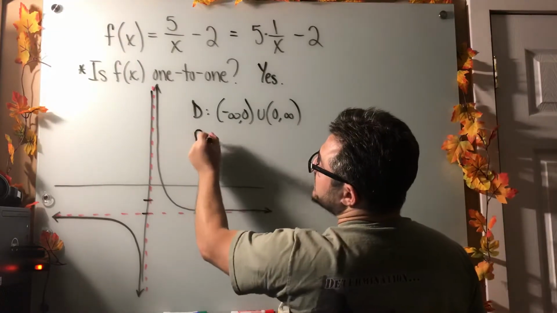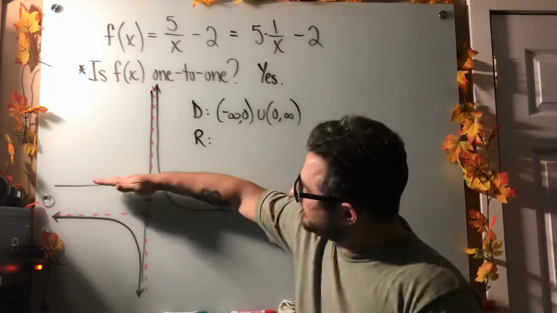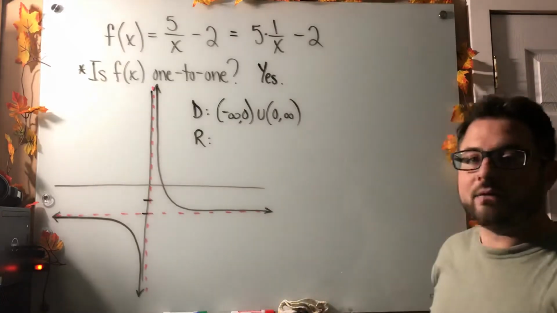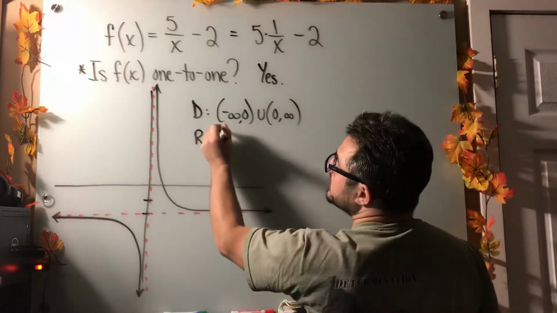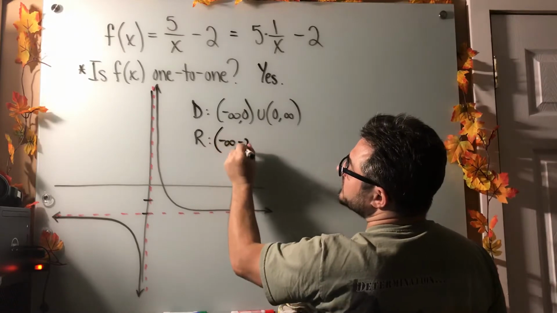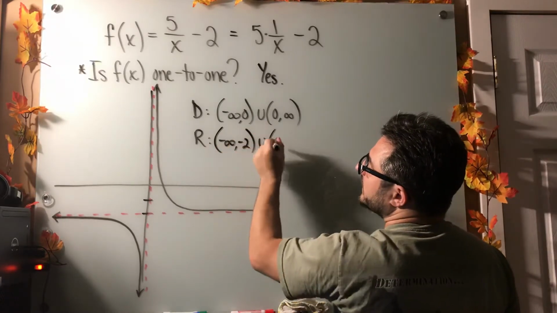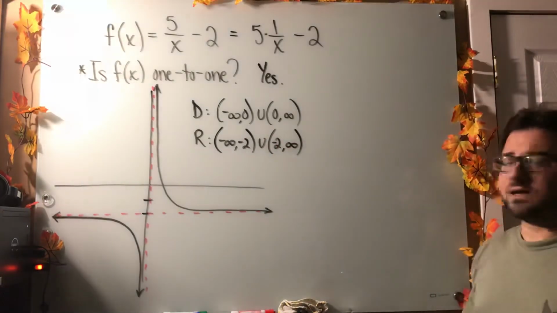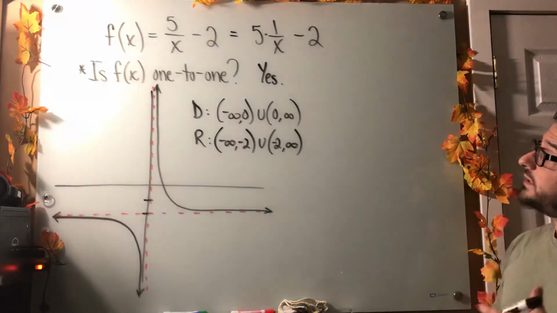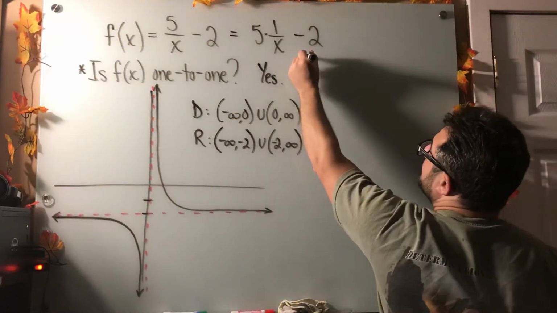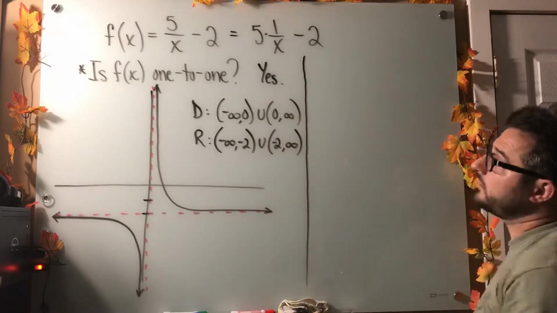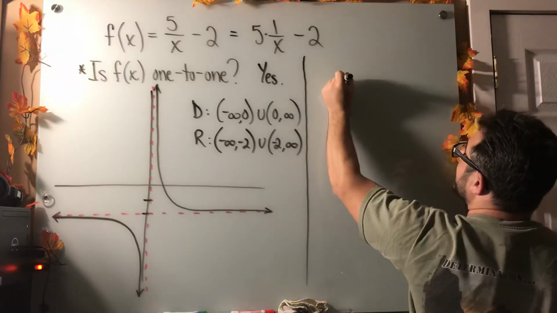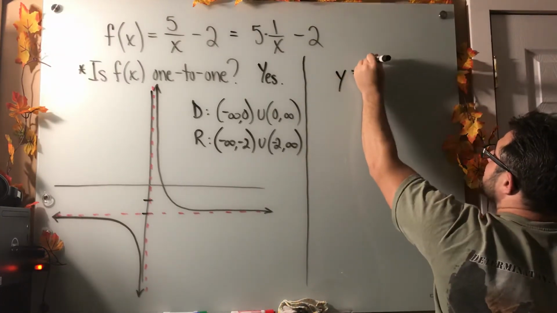The range is similar, but because of that vertical shift down 2, it's y equals negative 2 that we will never actually achieve. So negative infinity to negative 2, and negative 2 to positive infinity. So again, good idea just to have those kind of in the back of our mind as we go about finding the inverse function. So we verified that the function is 1-to-1, and that means it does have an inverse. So we're going to start by writing y instead of f of x.